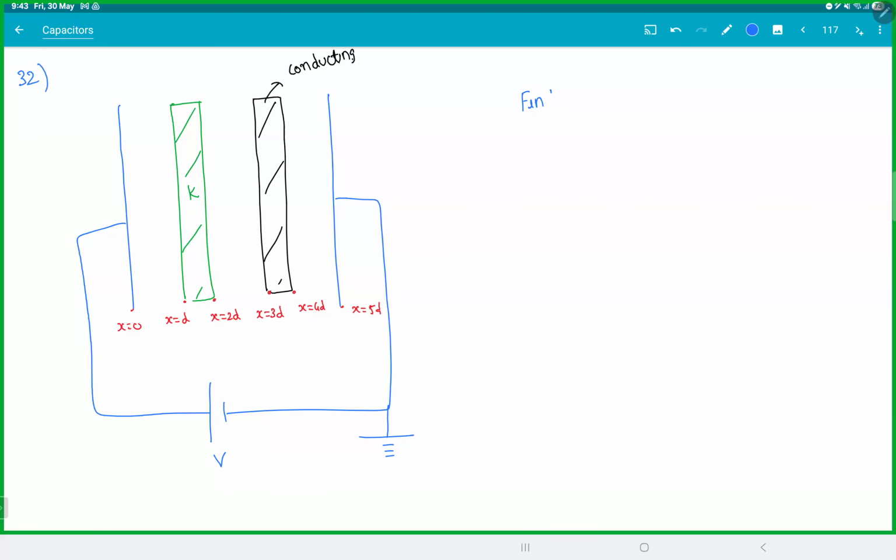First question, find C equivalent. Second question, plot electric field versus x graph. So in this region, how will the electric field change with x coordinate? Third, plot potential versus x graph. As you go from left to right, how will the potential change? We know this is grounded, so 0. This is V. So as you go from left to right, potential goes from V to 0. How will it change in a graph? There, get all these three.